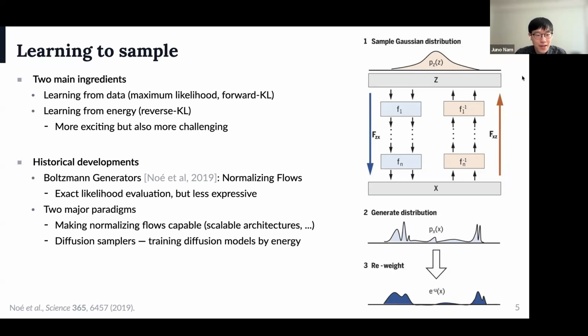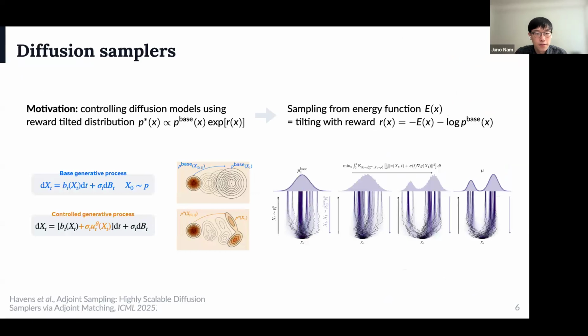And the second paradigm relies on diffusion samplers, where we train a diffusion model based on the feedback from the energy function that we have. The basic motivation for diffusion samplers is that we're given a base generative process that has a base drift and diffusion term. Now we want to control this process by adding a control term, which is learnable. And we want to control this diffusion model towards the reward-tilted distribution, that is the base distribution density multiplied by the exponential of the reward function.